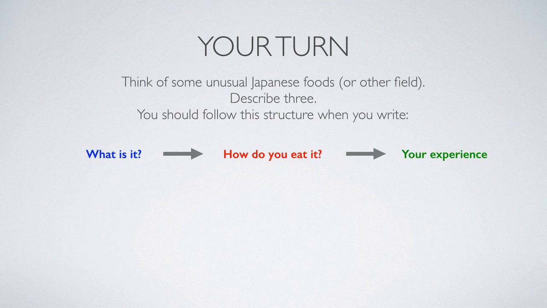And here is the moment you've all been waiting for. Your turn. This week, I'm going to ask you to think of some unusual Japanese foods or some other field. Choose 3 items in that field and write a description of those foods using the structure we have discussed in this video. Here are a couple of examples of food from Japan that may be seen by some as unusual.